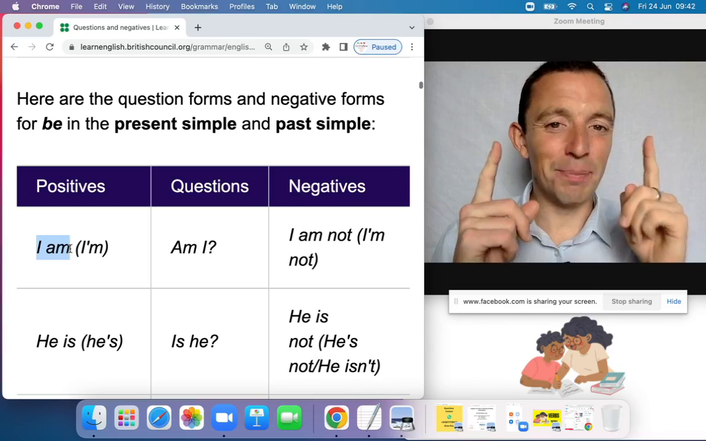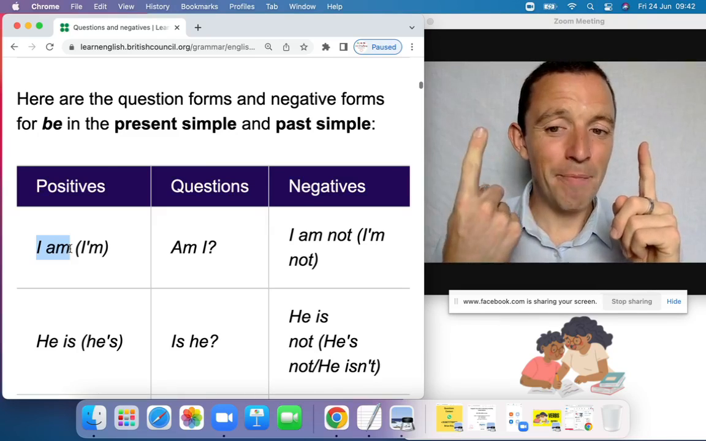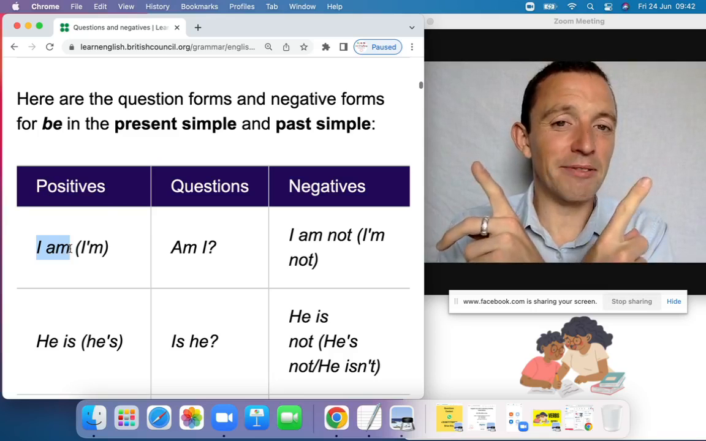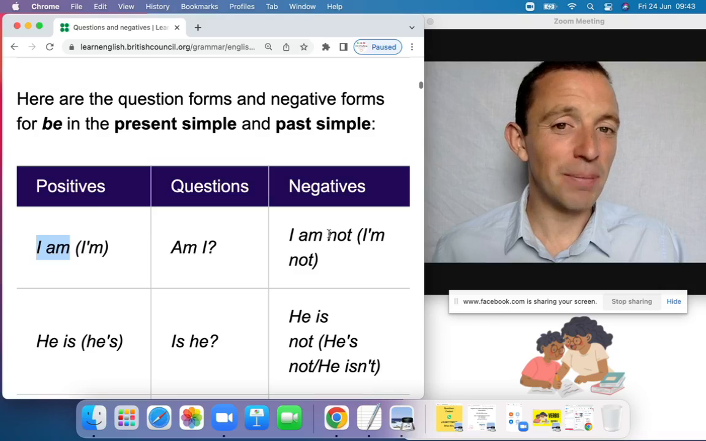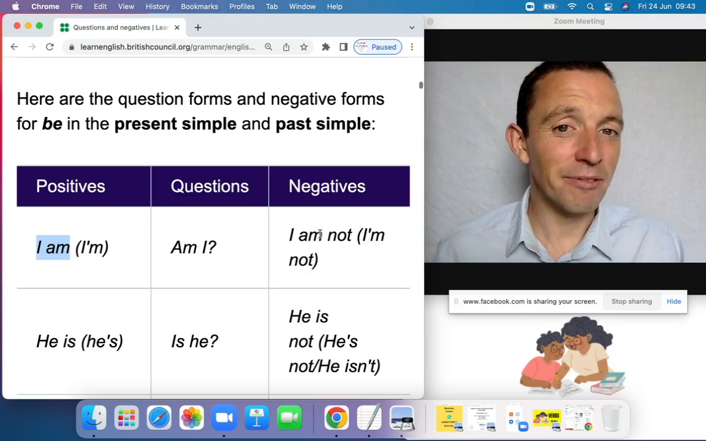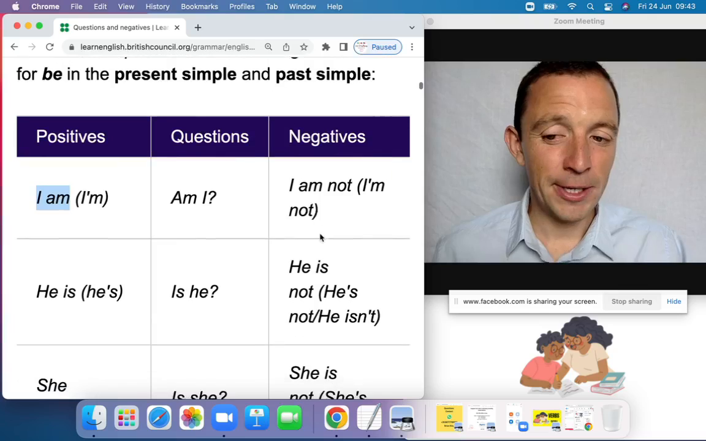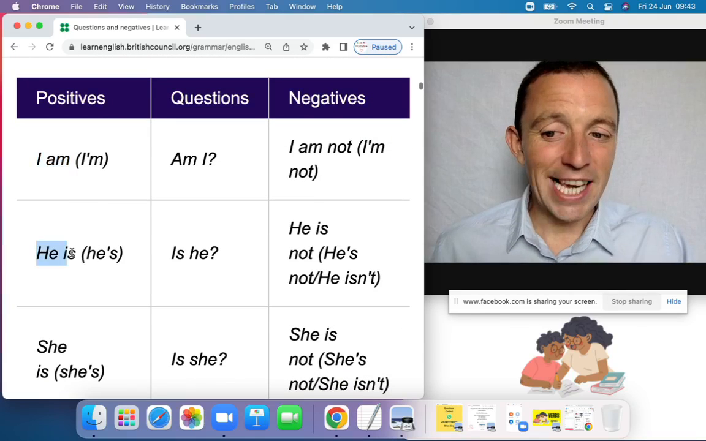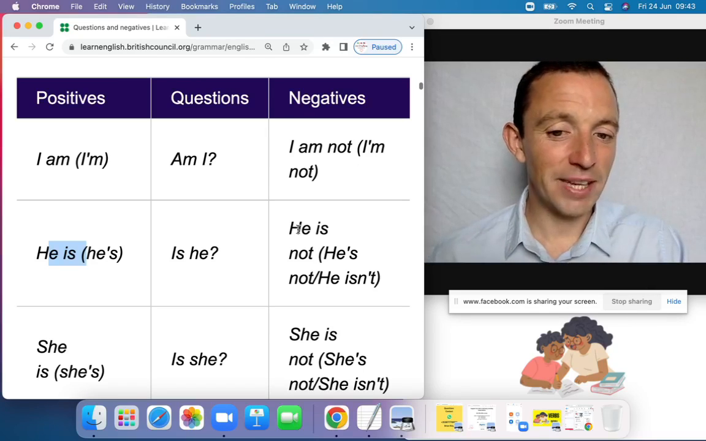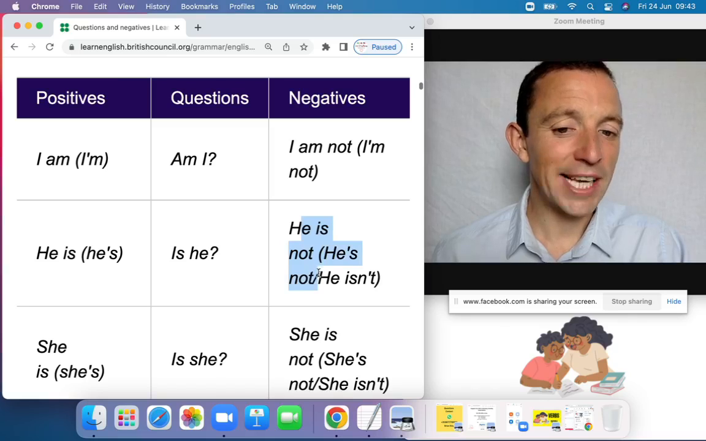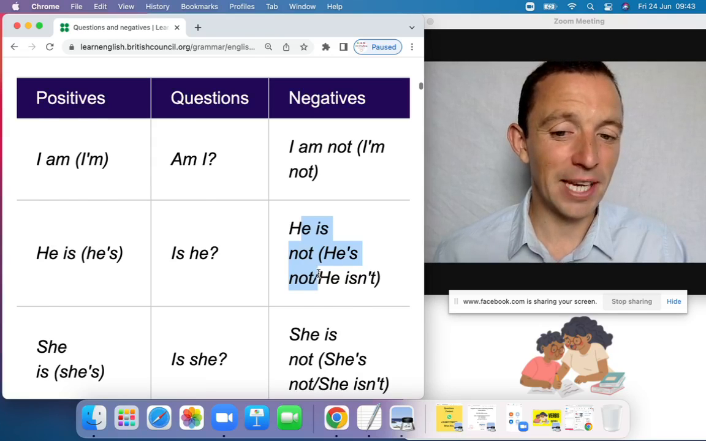Question, we just changed the position of the subject and the verb. Am I? Negative, I am not. Okay, so not goes in the position after the first part of the verb with the verb to be and to have. Next, positive, he is or he's. Question, is he? Yes, no question, is he? And negative, he is not, or he's not, or he isn't. Okay, so that is how we create the question and the negative for the verb to be in particular.